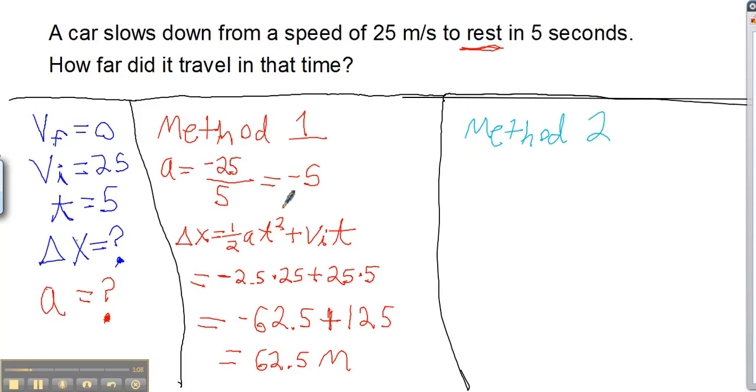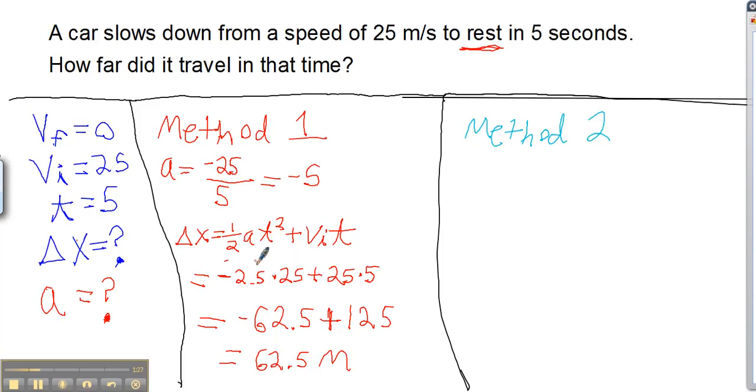Now that we have a, we've got everything we need to solve for delta x for an object that's accelerating. You just use this formula. It's the one that's not going to go away. We're going to use it a lot in this class. Delta x equals 1 half a t squared plus v_i t. Know it, love it. It's a really important formula for an object at constant acceleration.